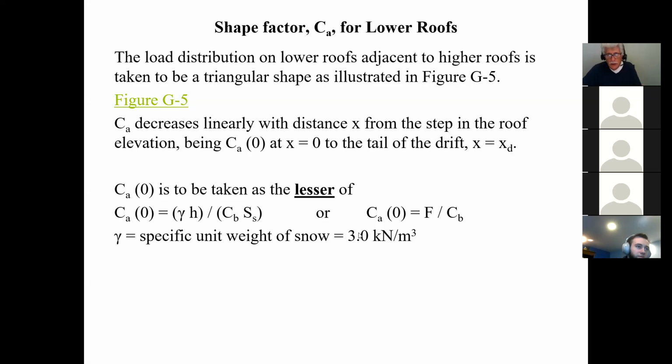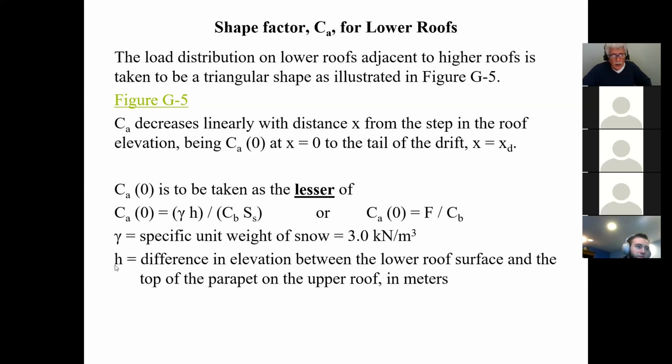This is a good design value for snow. There are areas in Canada where the unit weight of snow can go up to 4.5 kilonewtons per cubic meter, where it's very moist and the snow is heavier, and therefore you should use that value in that area. But here in Quebec, 3.0 is a good number to use, and that's what we've been using in our calculations. And of course, H is the difference in height between the lower roof and the top of the parapet of the upper roof.